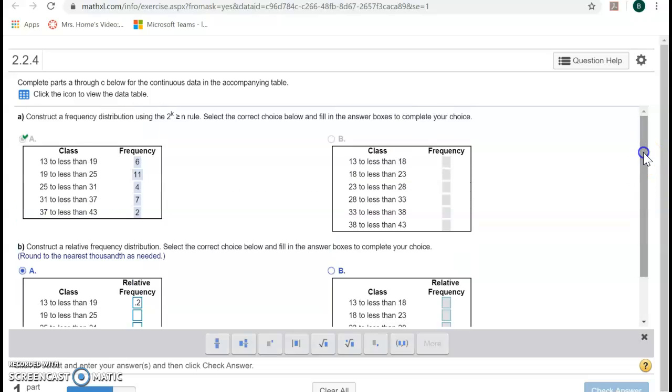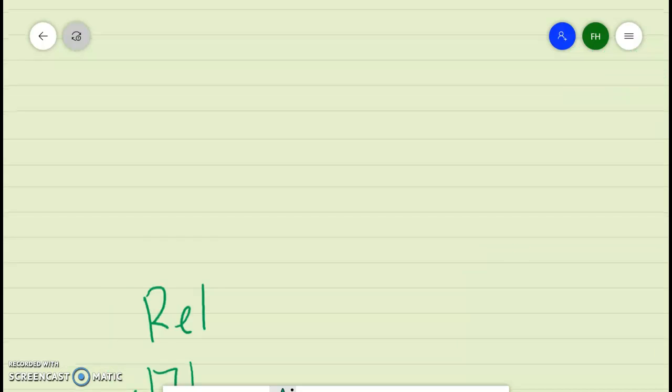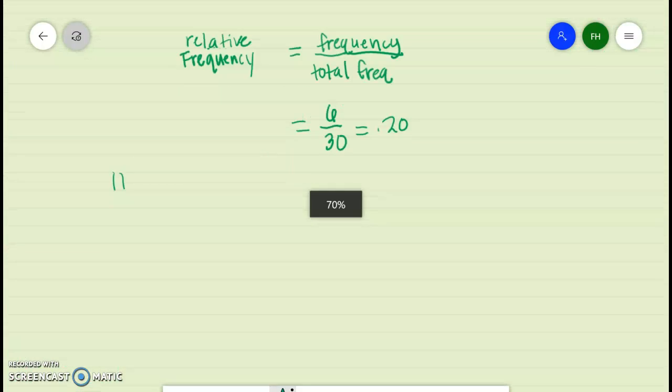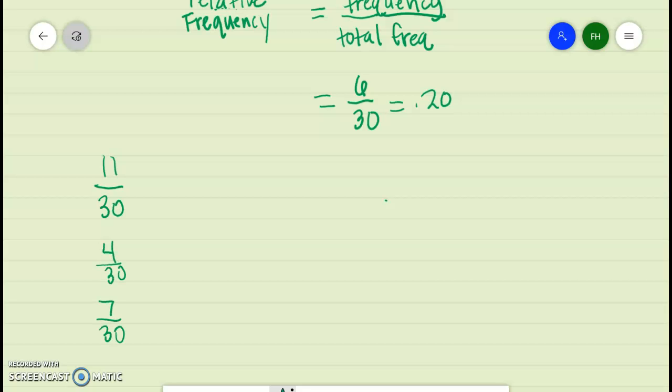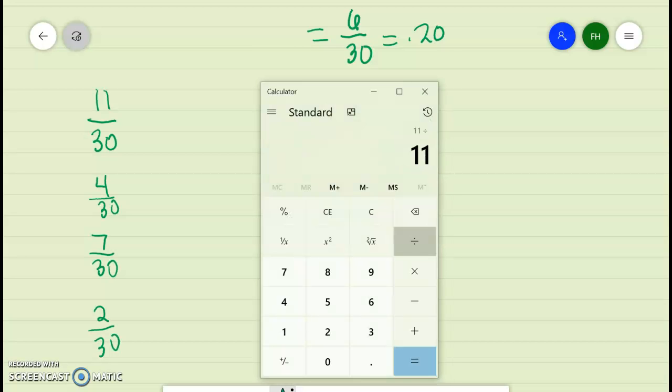And then for the second one, it's 11, then 4, then 7, and then 2. So let's just go ahead and do each one. So 11 out of 30. Then we're going to do 4 out of 30, 7 out of 30, and then 2 out of 30. So we're going to put that into our calculator, round to the thousandths.